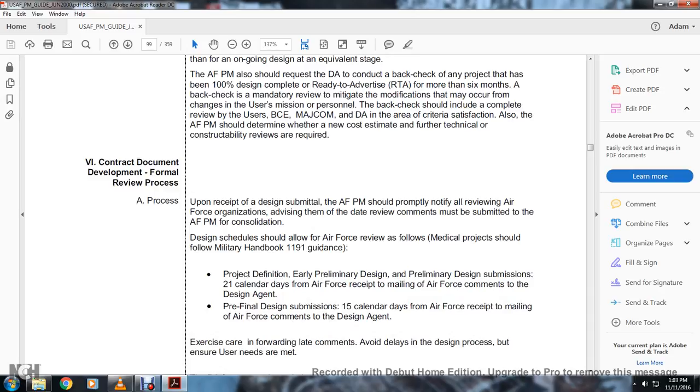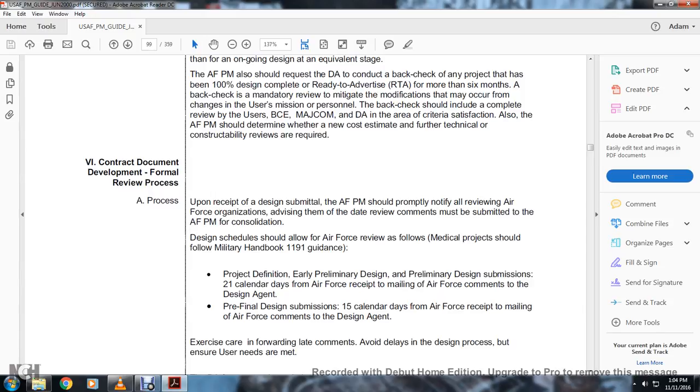7. Contractual documentation development formal review process. Upon receipt of the design submittal, the Air Force program manager should notify all the reviewing Air Force organizations, advising the date of the review. The comments must be submitted to the Air Force program manager for consolidation. The design schedule should also follow the Air Force review. The file of the medical project should be in Military Handbook 1191.